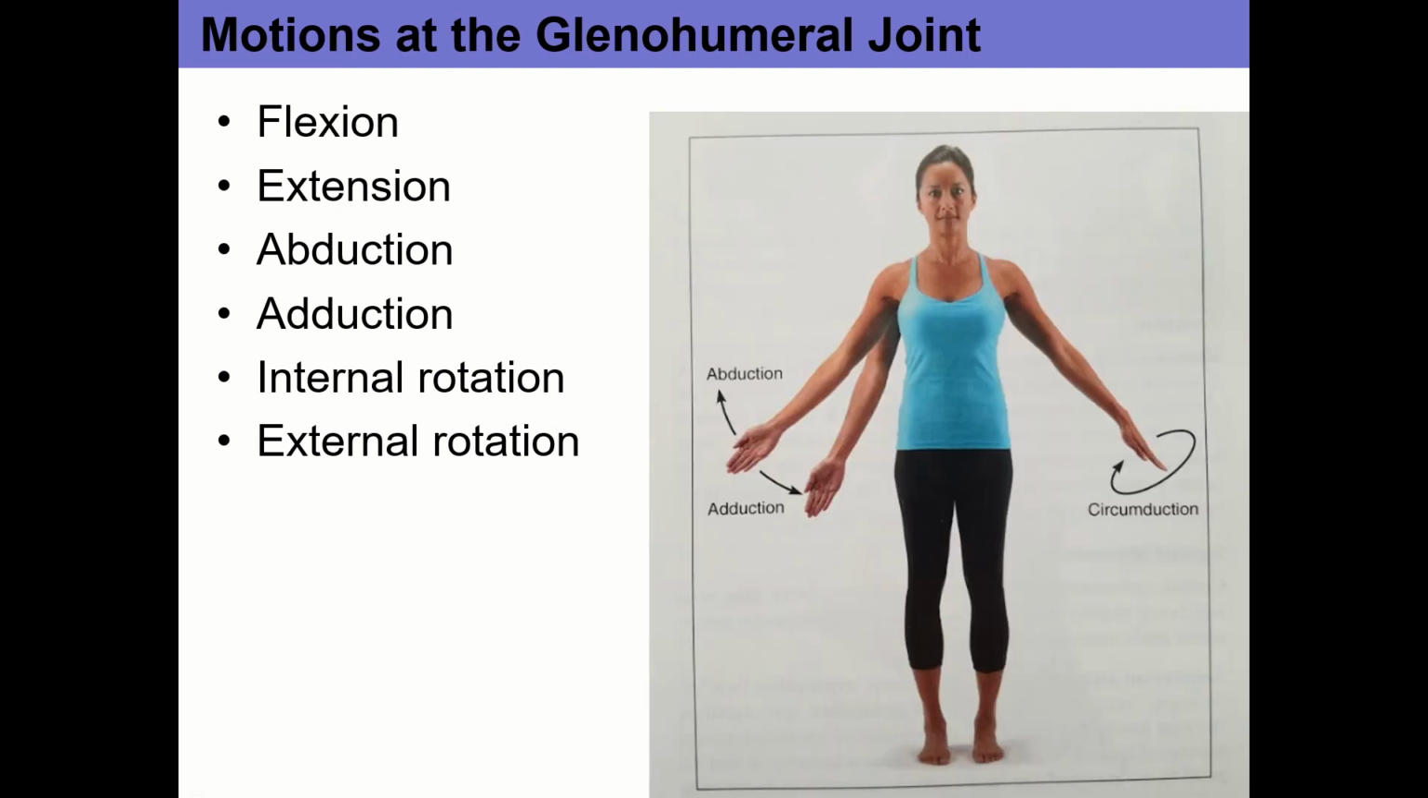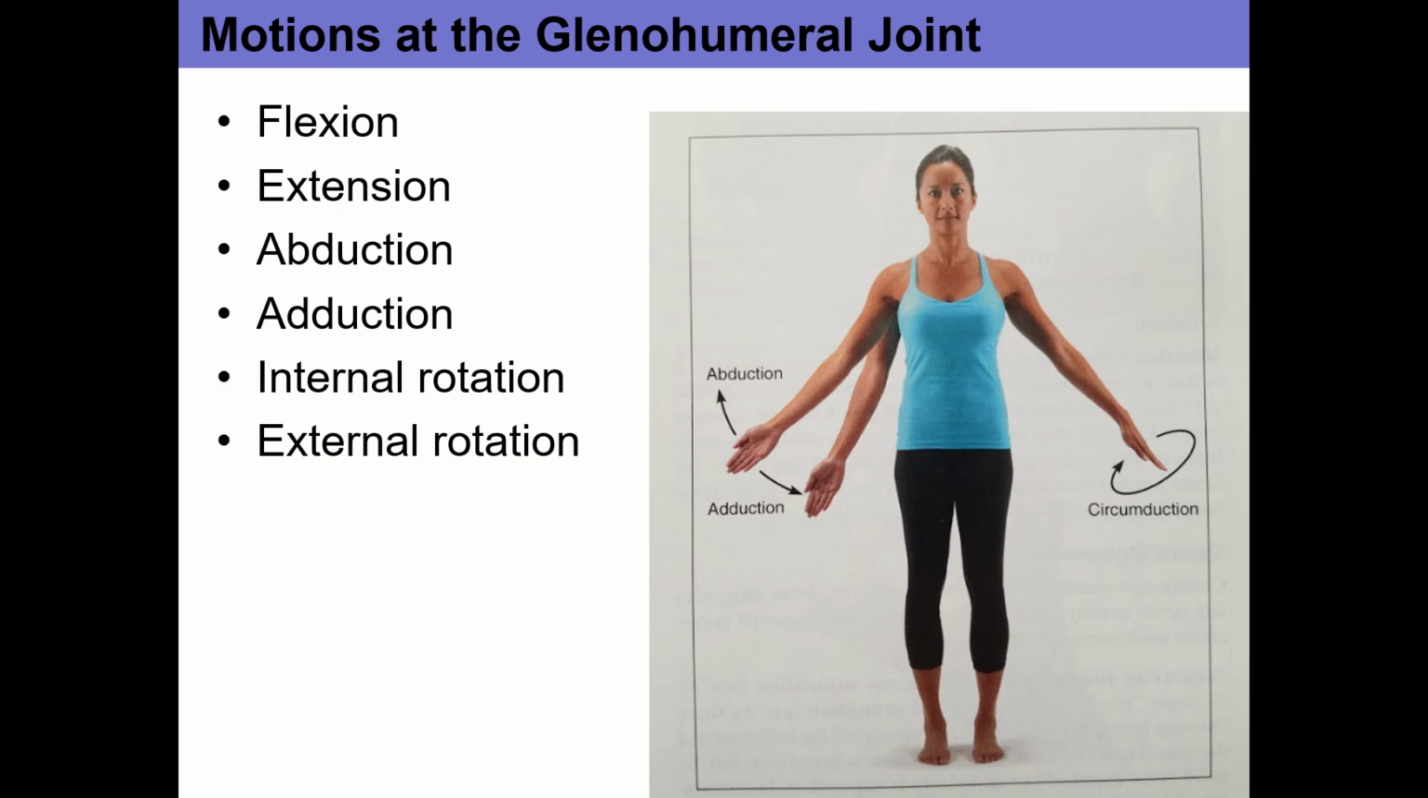And then we've got abduction and adduction. So if you abduct at the glenohumeral joint, basically the way that I remember it, if you abduct something, you take it away. And so if you abduct at the glenohumeral joint, you take your arm away from the body. So that is lifting your arm straight out to the side. So that's lateral raises if you're in the weight room. And then adduction is adding the arm back to the body. So you're returning back to anatomical position.